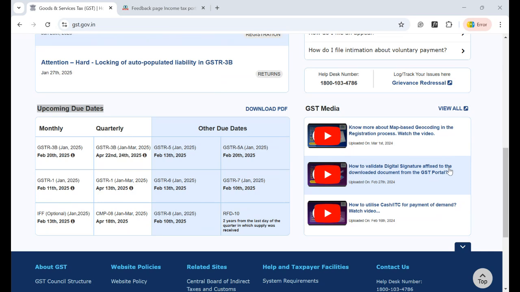Regarding fixed asset sale to an unregistered party, is e-invoicing needed in case of a B2C transaction? We are not supposed to do e-invoicing. E-invoicing is required only where B2B transactions happen.